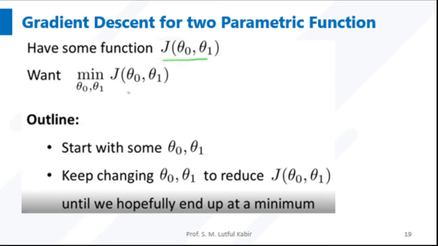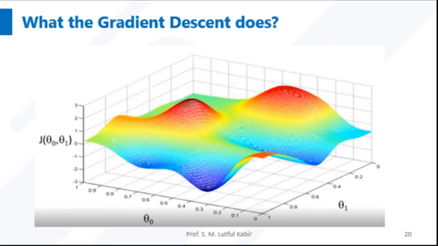Here is the idea for gradient descent. We are going to start off with some initial guesses for theta 0 and theta 1, and it doesn't matter what the values are. What we are going to do in gradient descent is keep changing theta 0 and theta 1 a little bit, to try to reduce j, until hopefully we end up at a minimum value.